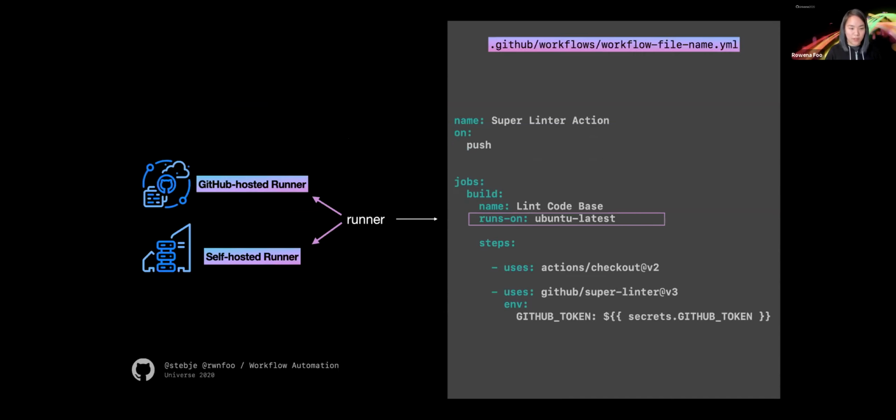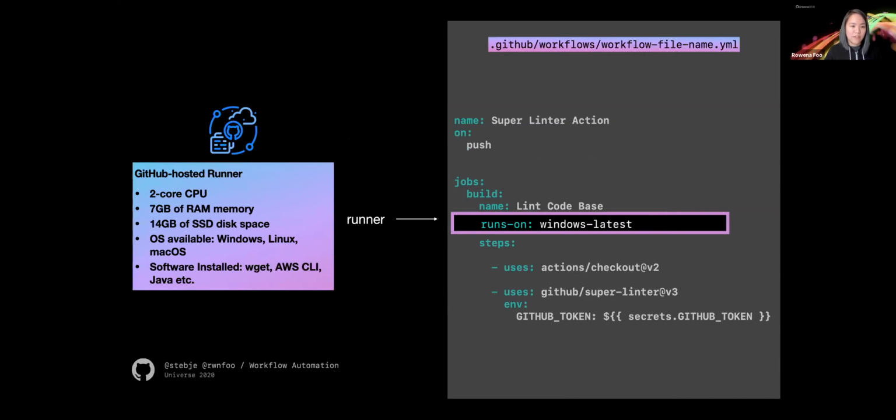Next, we have the runners. If I want to go with the GitHub hosted runner, it's going to have the following hardware configuration. It's going to have the following operating systems as well, such as Windows, Linux, and Mac OS, and it has tons of software installed already. So on the right side, where my syntax is, this is how I would reference a runner that I would like to use in my workflow.